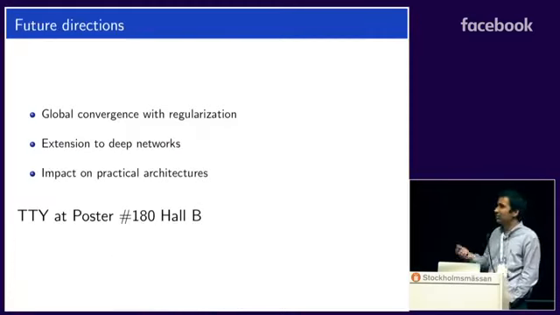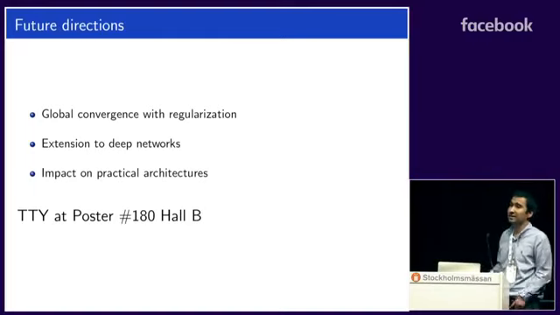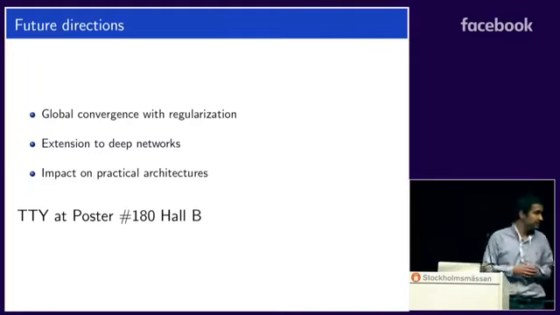And this concludes my talk. Overall, we provide some guarantees for neural network regularization. The interesting directions would be global convergence with regularization, as well as deep network extensions.